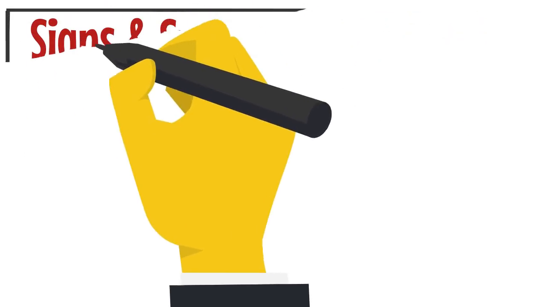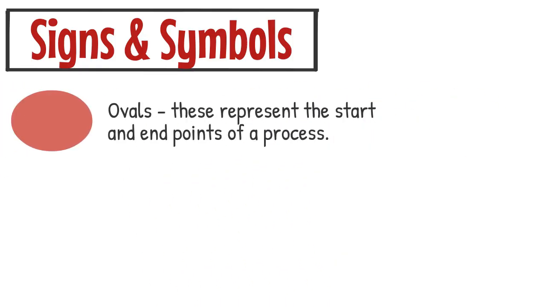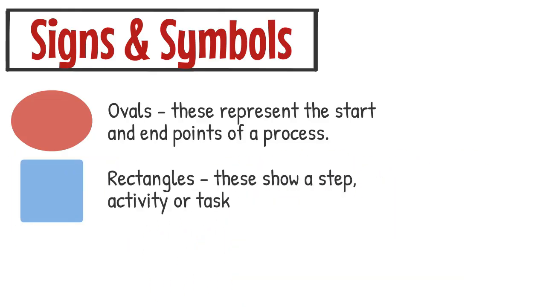Process maps use a simple set of standard symbols to represent different types of steps so that anyone can pick up and read the process. Let's go through some of the most commonly used symbols. Ovals. These represent the start and end points of a process. Rectangles. These show a step, activity, or task. These are the actions being taken.